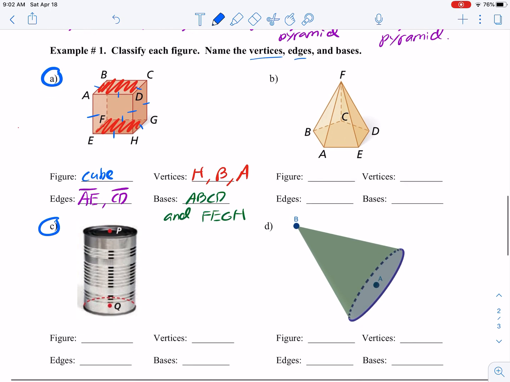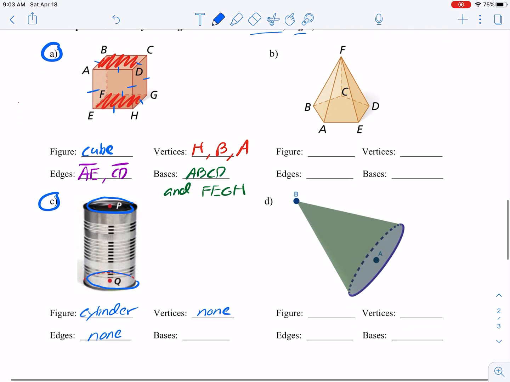Okay, moving on down to C. Two circular bases would make this solid a cylinder. For a cylinder, there are no edges and there's no vertices. And the two bases, because they're circles, we briefly talked about this earlier.